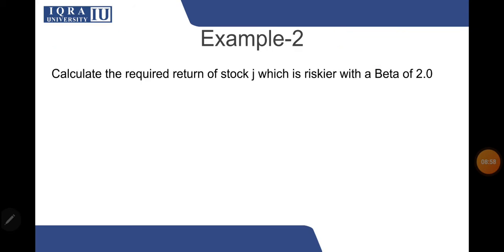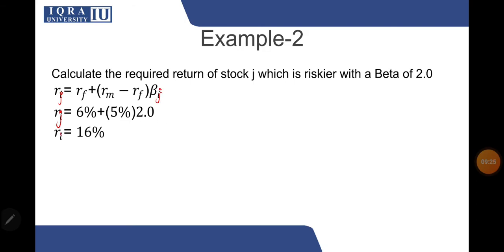Now moving ahead, calculate the required return for stock J, which is riskier with a beta of 2. So you can still use the CAPM model. The risk-free rate is still 6%. The market risk premium is still 5%, which you calculated in the previous part. But you will replace this beta now by 2. So this should be beta J, since you're using beta J. If you calculate this, your return for stock J is 16%.